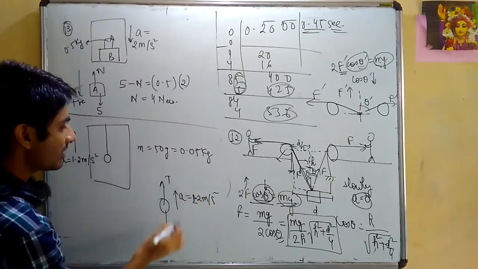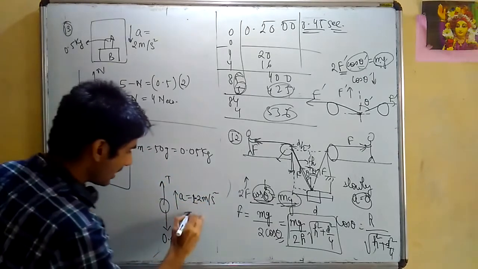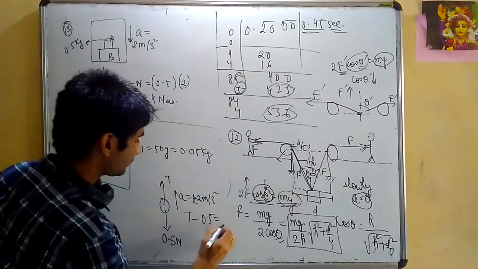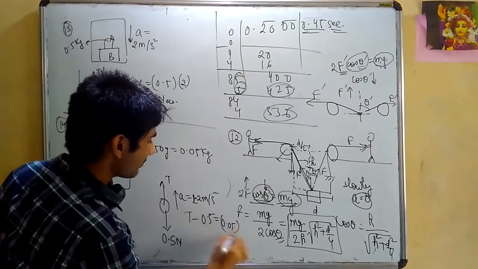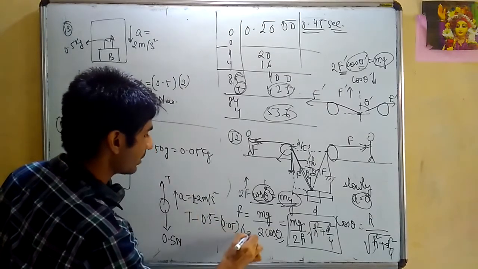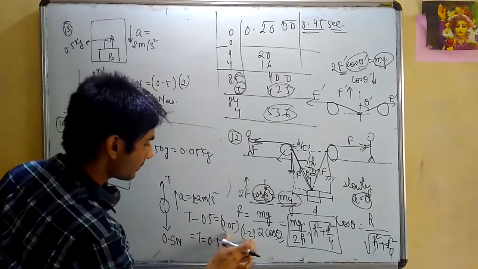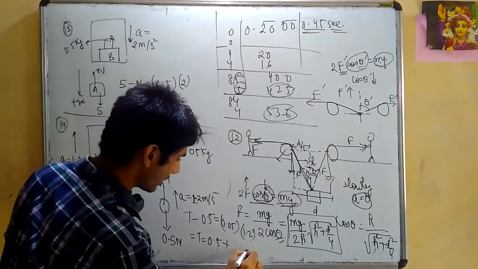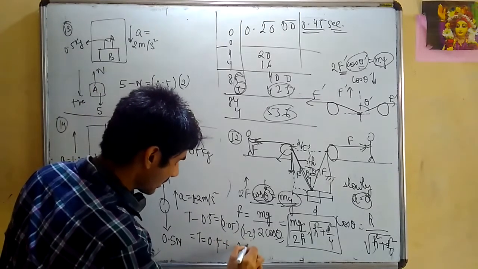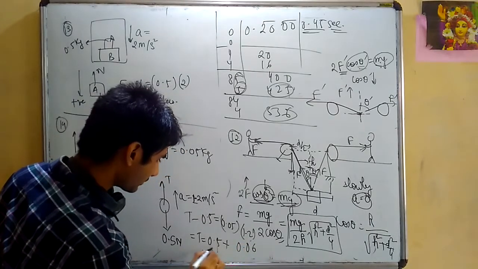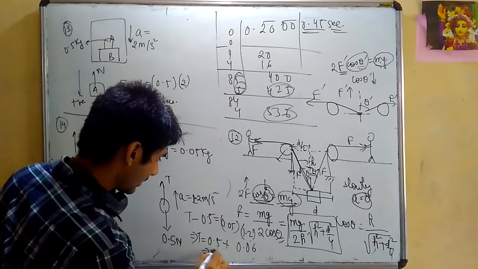So what will be the equation? This direction I am supposed to consider positive. I'll write T minus 0.5 equals m into a, that is 0.05 into the acceleration 1.2. So what is the value of T? It is 0.5 plus 0.06. Yes, this will be the answer. So T is how much?